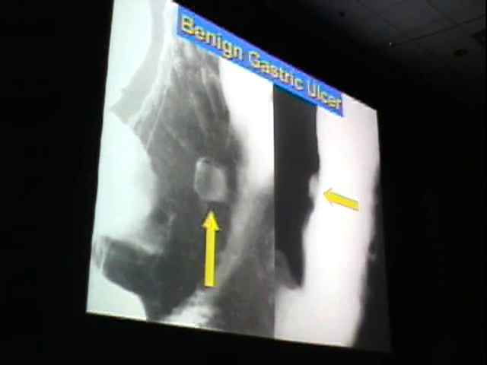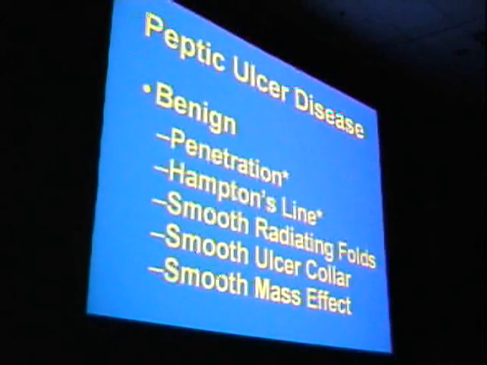How do we differentiate benign from malignant ulcers? To me, the most reliable thing is to see that the ulcer penetrates past the imaginary wall of the stomach. Hampton's line, as I think you know, is a radiolucent line at the base of the ulcer that says it's definitely benign. The problem is we don't see it very often. Smooth radiating folds, ulcer collar, mound, etc., I think those things are terribly helpful. But whether the ulcer penetrates or doesn't is what really helps me the most.